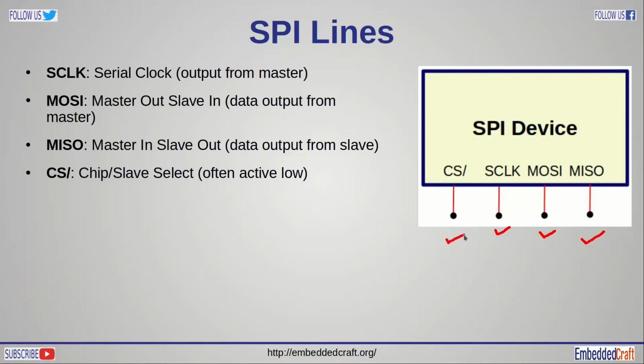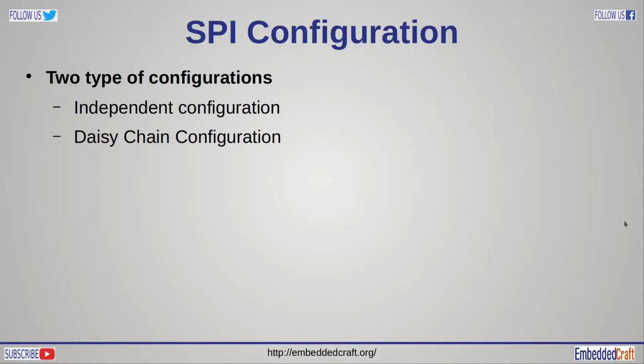And there will be a chip select line. We need to enable the chip select line to select the SPI slave device. The chip select line is generally active low. There are 2 configurations. Number 1, independent configuration. And number 2, daisy chain configuration. These configurations depend on how the chip select line is wired.